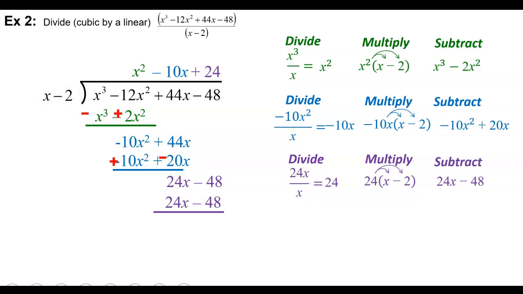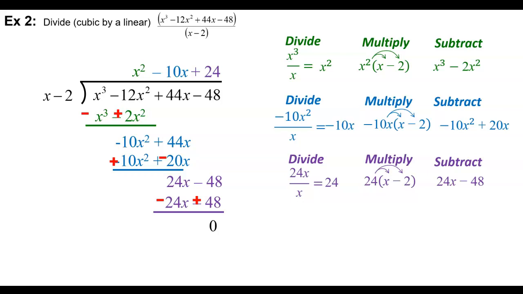Okay. And then don't forget to change these signs. This positive becomes a negative. This negative becomes a positive. Divide, multiply, subtract, and then bring it down. Let's cross those out, and guess what? Those cross out make 0. So what's my remainder? No remainder.